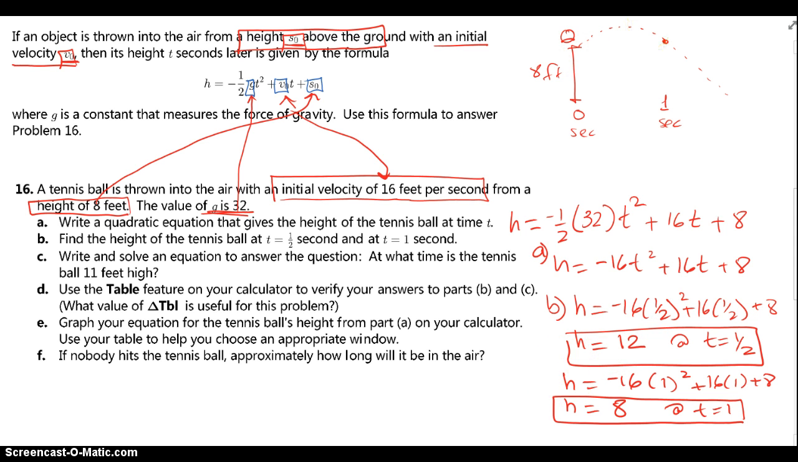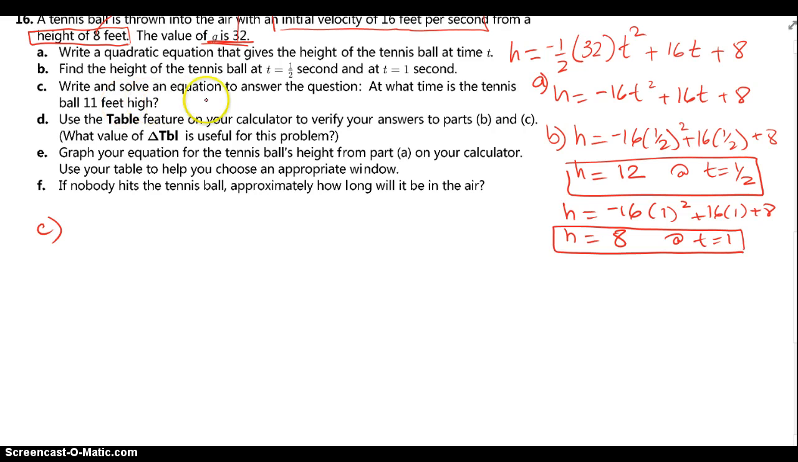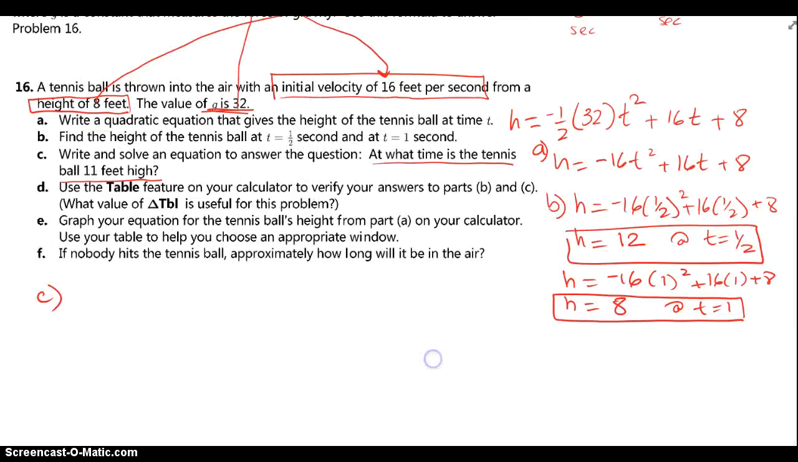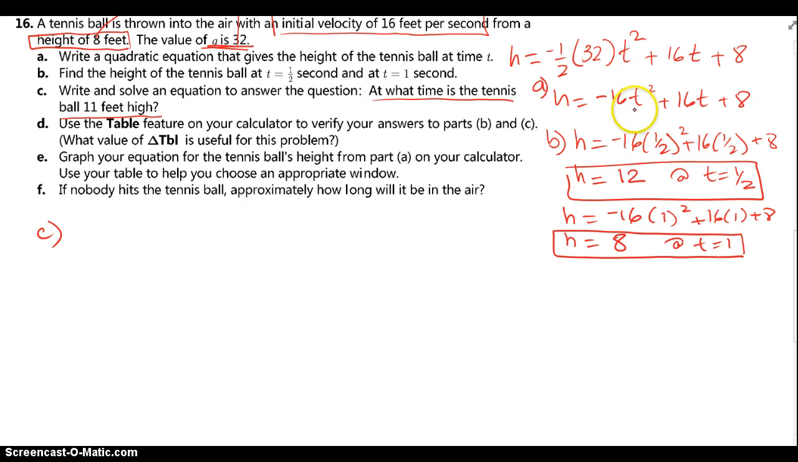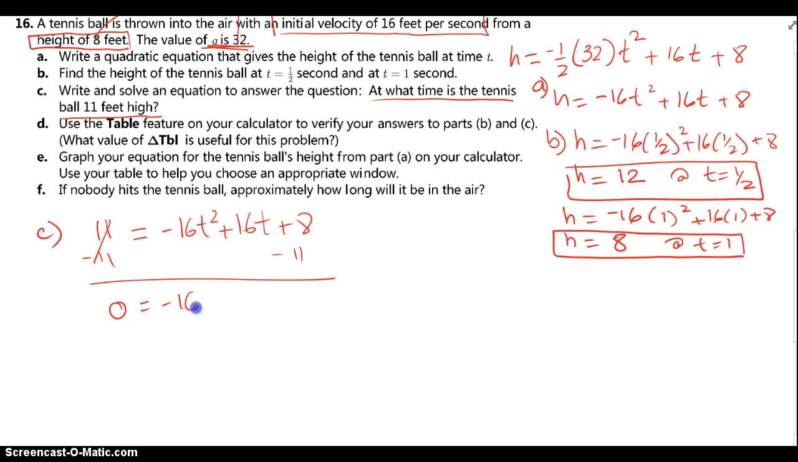But let's keep reading. Part C: write and solve an equation to answer the question, at what time is the tennis ball 11 feet high? Well, here's my equation right here. 11 feet high is what the h needs to be. So I gotta plug that in and then solve that quadratic equation by setting it equal to 0 to see what'll happen. That'll be 16t squared plus 16t minus 3.